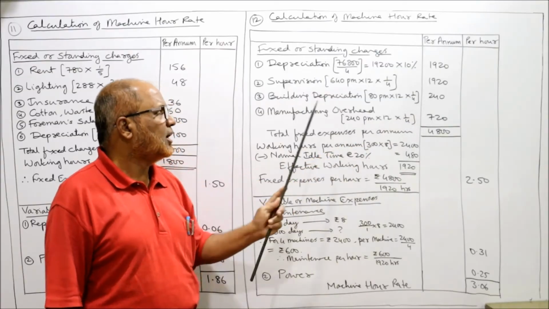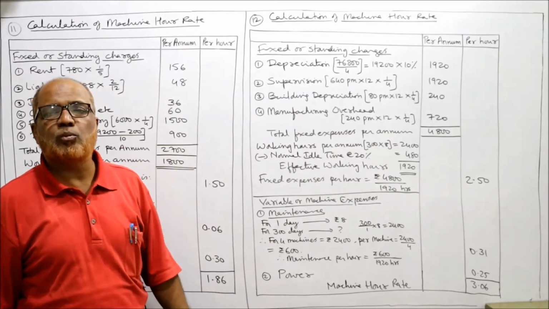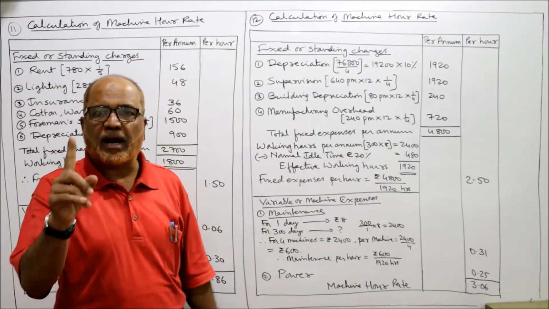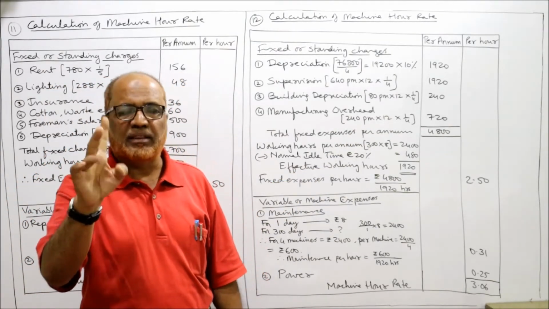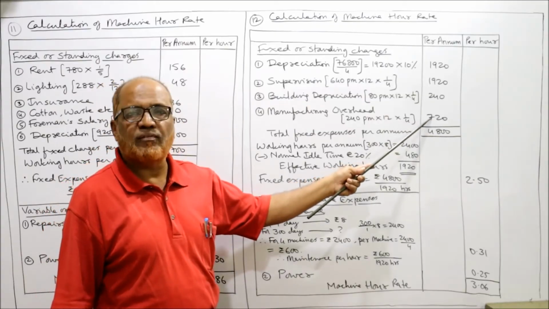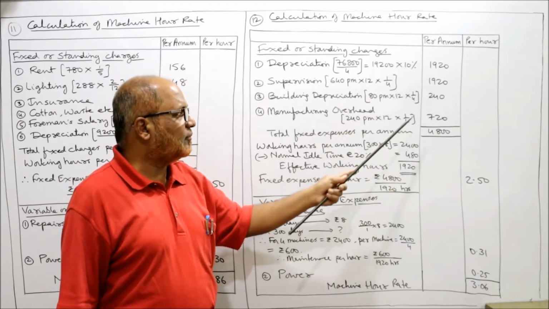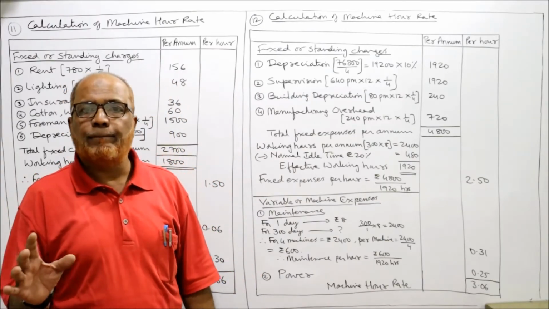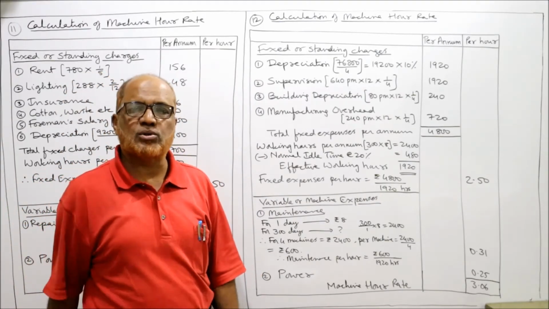1 by 4, 240. Manufacturing overhead is given as 240 rupees per month. So we multiply 240 into 12. You will get per annum. Again we need it for 1 machine, so 1 by 4. It comes to 720. Now the total fixed expenses are 4,800 per annum.